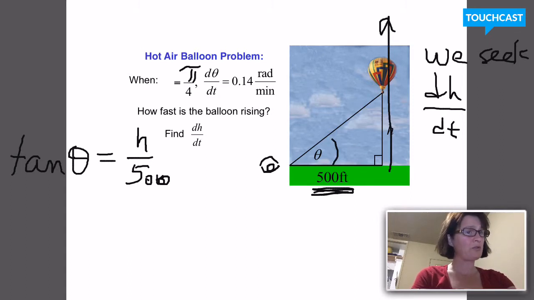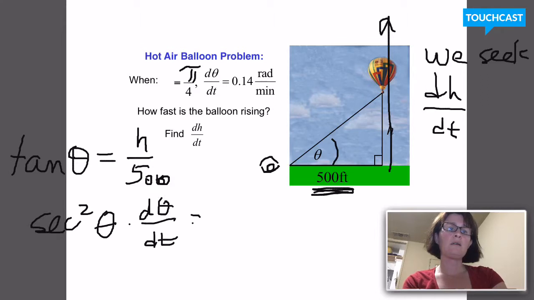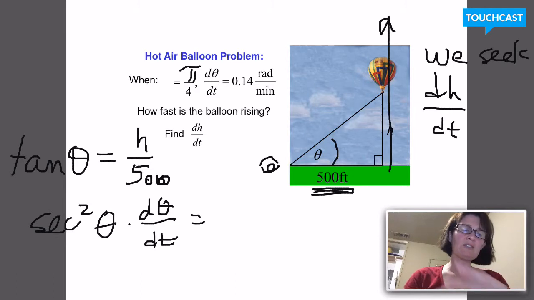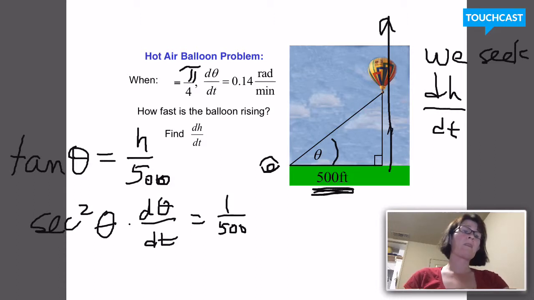So my next step, I'm going to take the derivative of both sides of this equation with respect to time. The derivative of tangent is secant squared, with the inside the same, times d theta/dt, equals, now h over 500, that's just the same as 1/500th of h. So you could use the quotient rule, you don't have to use the quotient rule. So it's just 1 over 500 times, what's the derivative of h? The derivative of h with respect to h is 1, and then the derivative of h with respect to time is dh/dt.